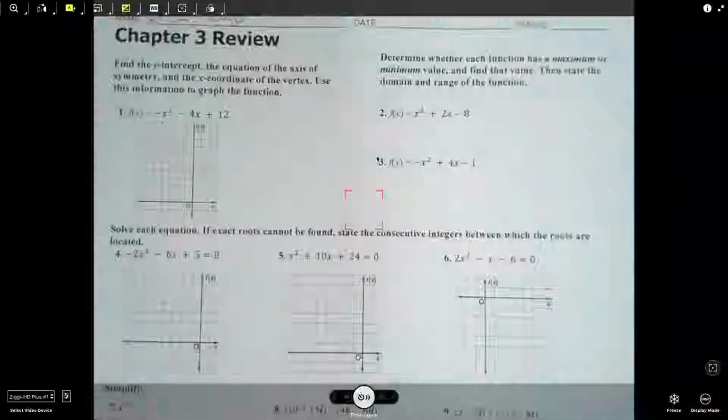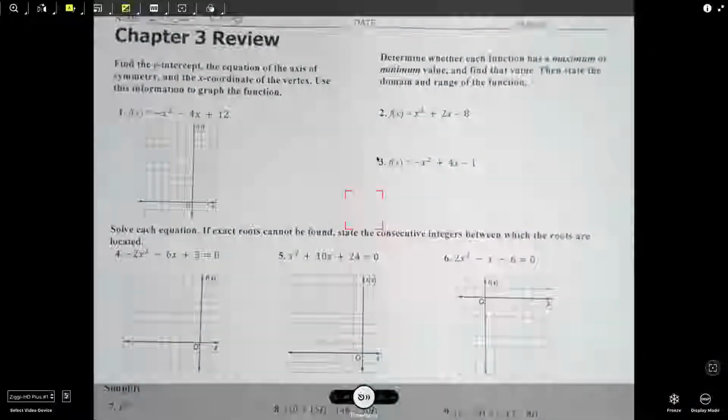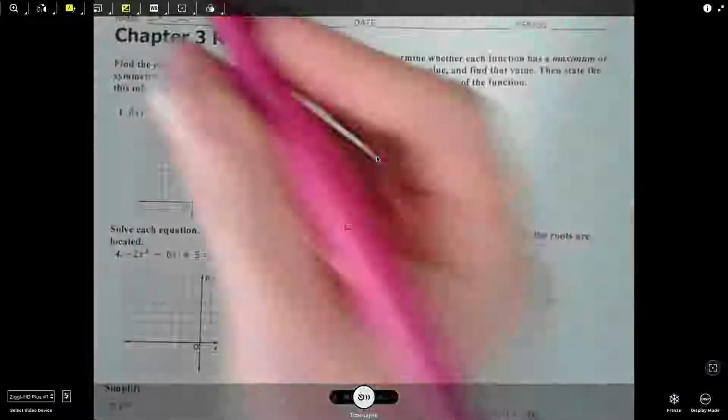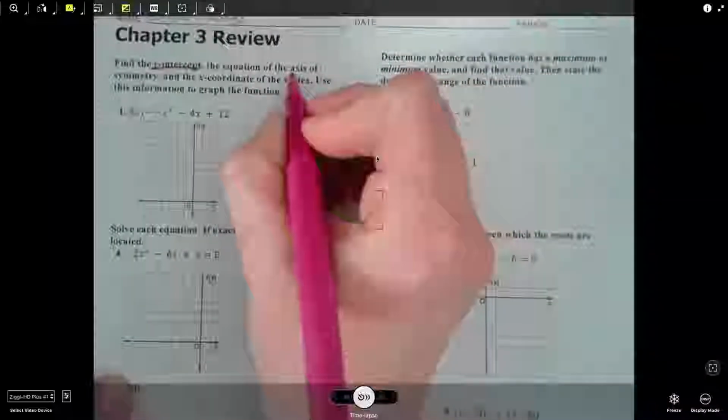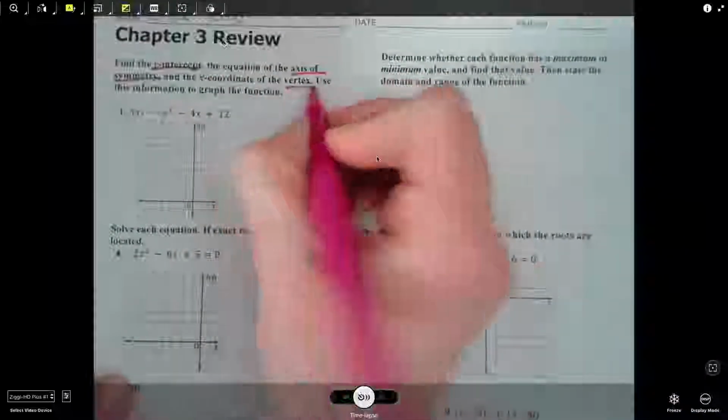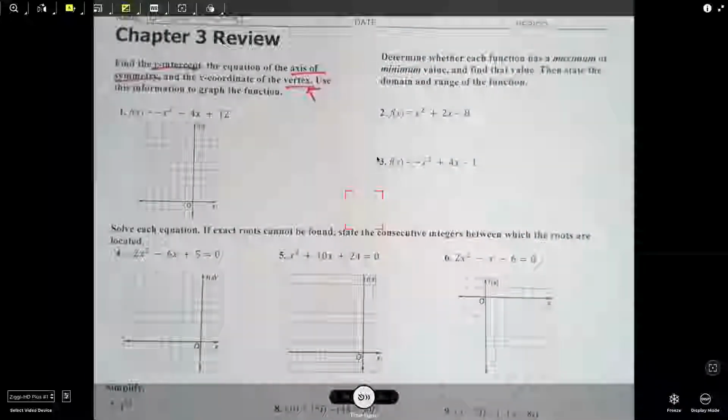Formulas for chapter 3? 10. There we go. The first one, find the y-intercept. I'm going to underline important information. Y-intercept, axis of symmetry, and the vertex. They really just ask for the x-coordinate of the vertex. We're going to find the whole thing.